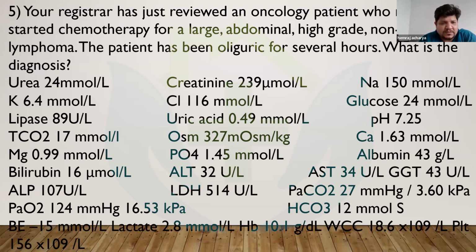An oncology patient who recently received treatment. Uric acid is 0.49. Potassium high, sir, tumor lysis syndrome.